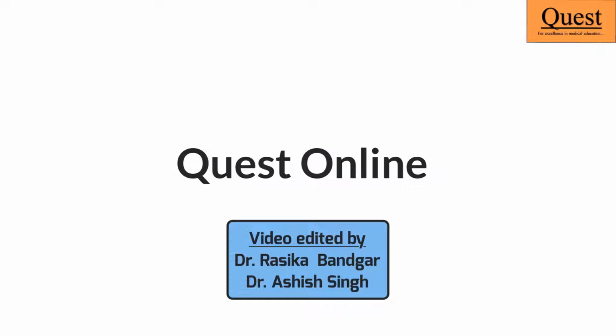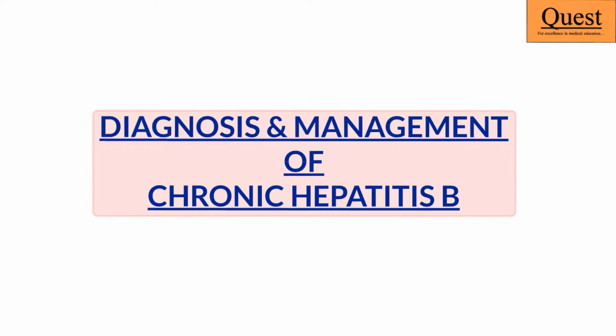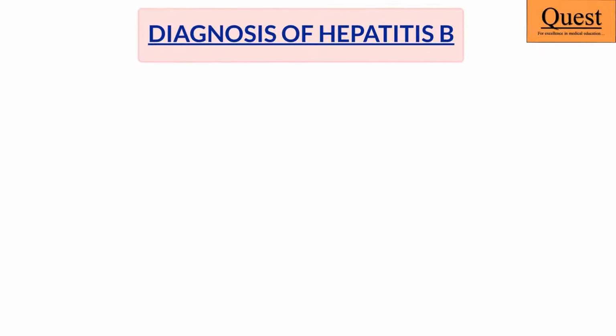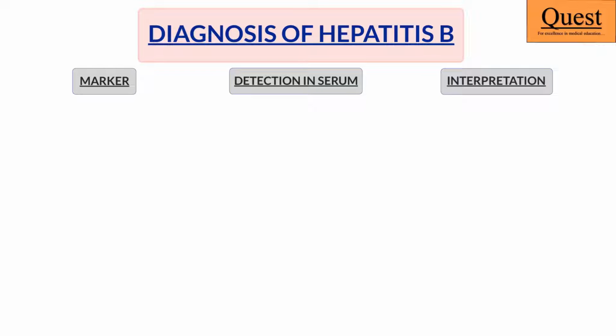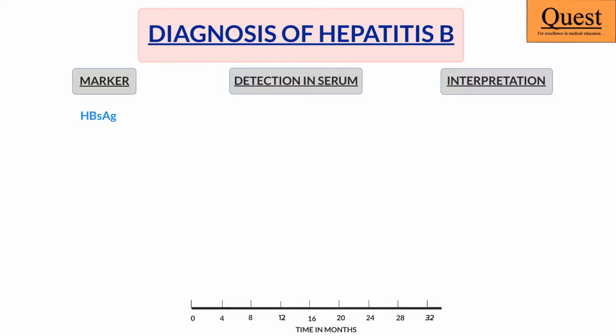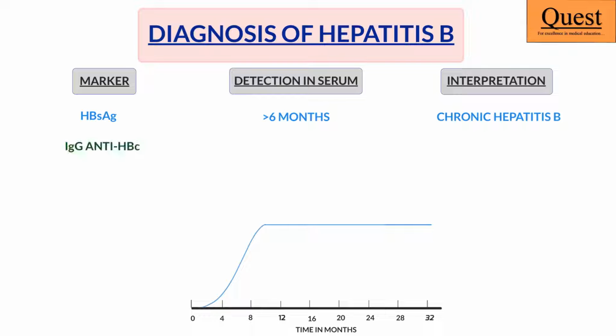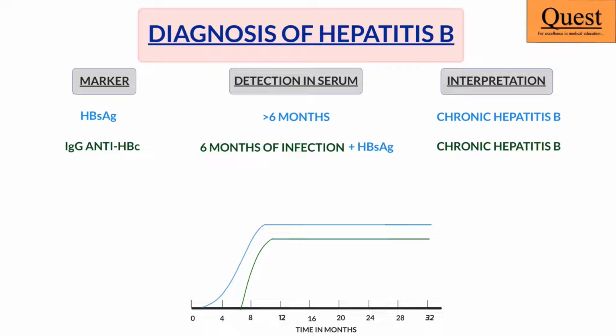In this tutorial, let's focus on diagnosis and management of chronic hepatitis B. Well, in diagnosis of hepatitis B, the first marker is hepatitis B surface antigen. If this marker is present for more than 6 months in serum, that's a marker of chronic hepatitis B. The other marker is anti-HBC. An IgG of anti-HBC is seen after 6 months of infection, and if it is present along with hepatitis B surface antigen, that's again a marker of chronic hepatitis.